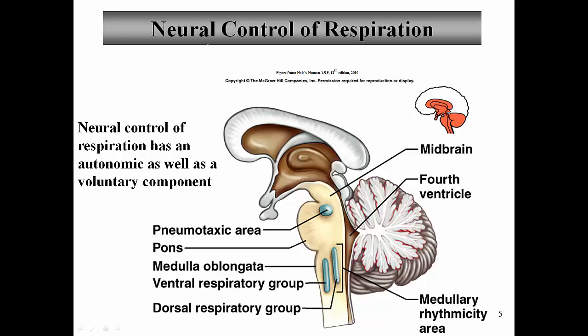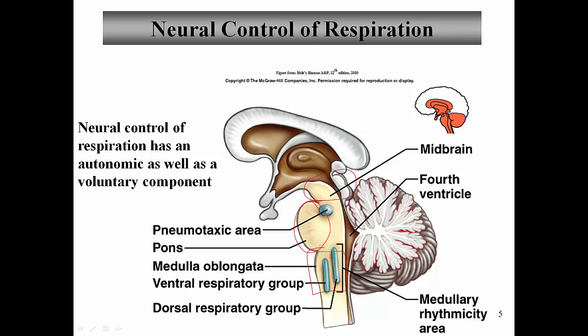Now let's talk a little bit about the neural control of respiration now that we covered the local control a little bit. If you look at this diagram, you'll see a schematic diagram of some of the major areas that affect respiration in the central nervous system. Remember from Anatomy and Physiology 1, here we would have the midbrain, here we would have the pons, and finally down here we would have the medulla.